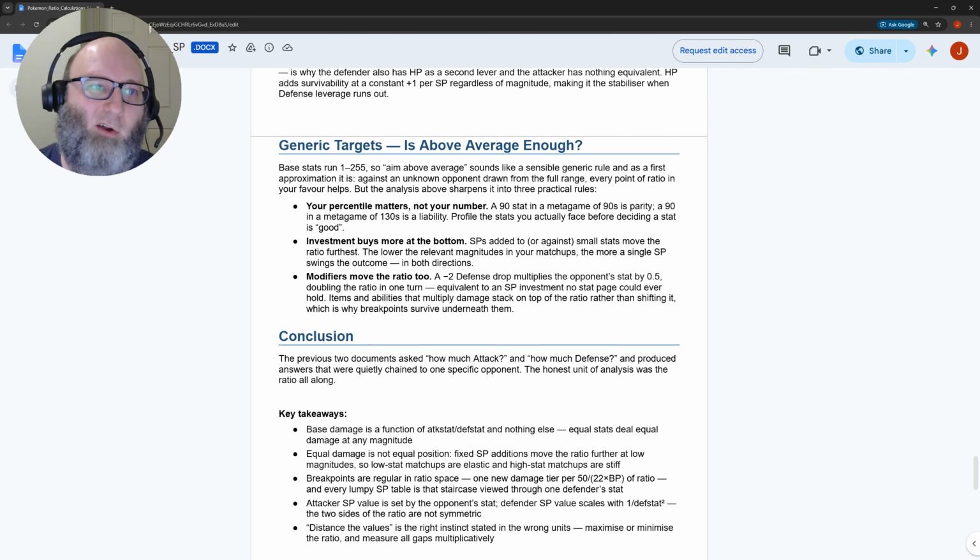And again, given the current meta at the moment, we've got megas. Megas have a higher typical range than the remaining Pokemon. So again, that's where your percentile matters, not just the value. Investment buys more at the bottom. SPs added to or against small stats move the ratio furthest. The lower the relevant magnitudes in your matchups, the more a single SP swings the outcome in both directions.